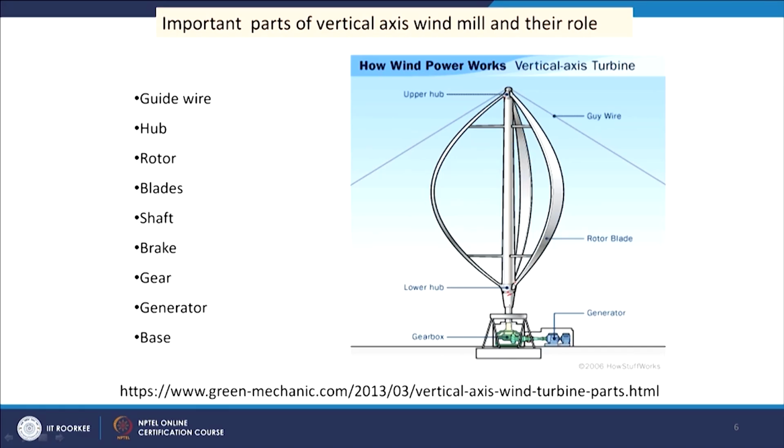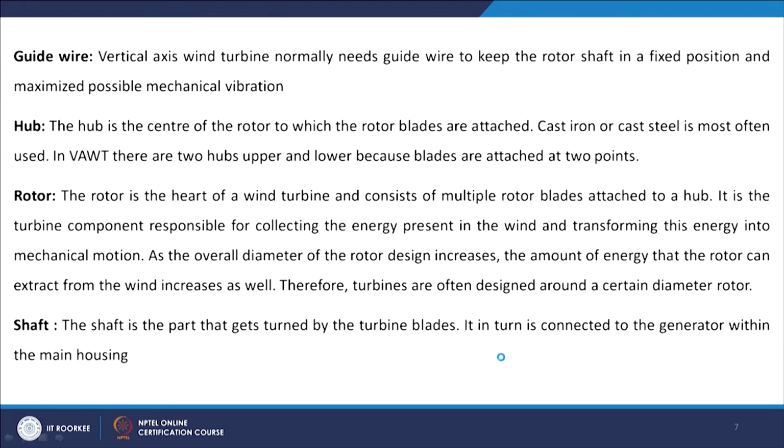Then we have guide wire. So, we have guide wire, we have hub, we have rotor here, and we have blades, these are the blades, we have shaft, and then we have brake arrangement here, and we have gear and generator and base, this is our base. So, these are the different parts of the vertical axis windmill, and we see the guide wire.